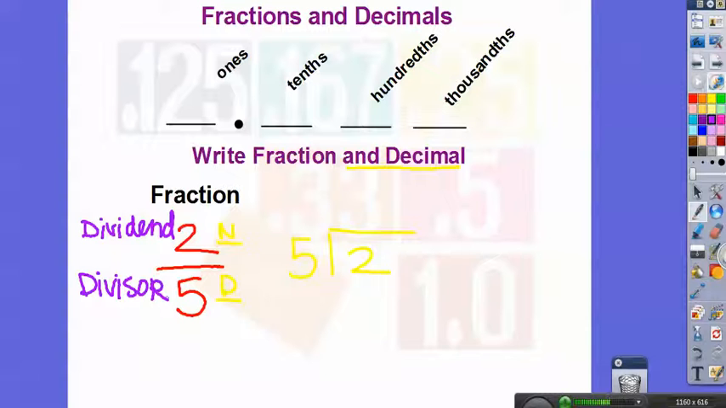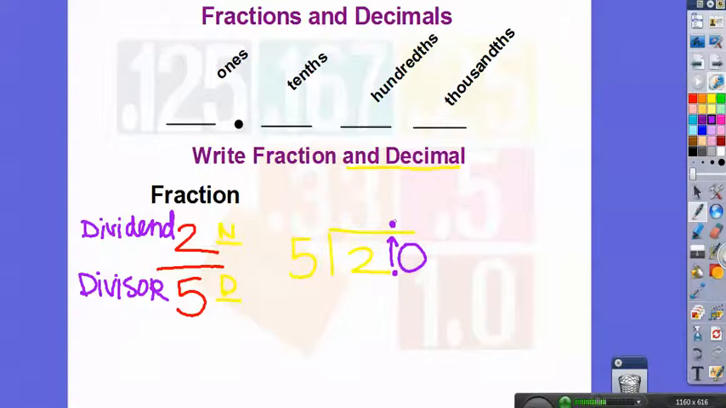So when I divide, I can ask myself, how many times does 5 go into 2? Well, 5 can't go into 2. And if I add a 0, that changes 2 to 20. But if I put in a decimal, that's still the number 2. And since we know how to divide with decimals, all I need to do is bring my decimal up into my quotient, and then I can divide.